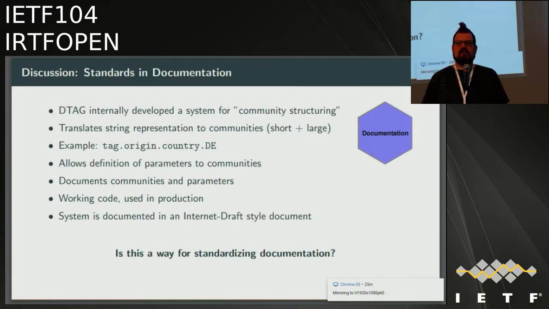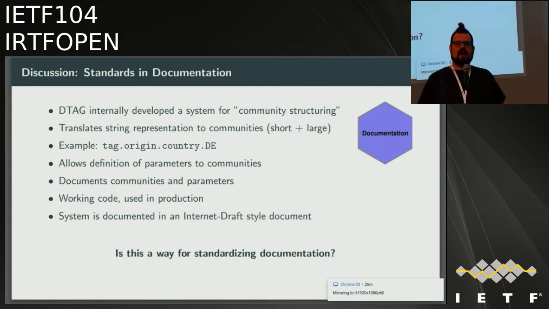Again, things are happening on that. I learned that DTAG has internally developed a system for community structuring. They are only using string representations instead of community values internally, and these string representations are then translated to short and large community values for their router configuration. An example would be tag.origin.country.de, where DE is a parameter for the community definition tag origin country.